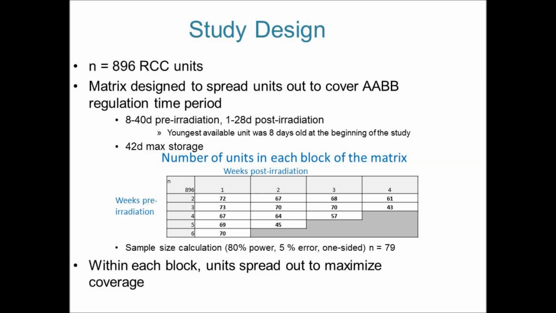896 red cell units, and the matrix was designed to spread units to cover our AABB regulation time period for when you could irradiate and use units. And we didn't have any units younger than 8 days, because by the time the testing and this breach was decided and the decision made to recall these units, the youngest unit was about 8 days old. So we had units from 8 to 40 days pre-irradiation and 1 to 28 days post-irradiation. And the youngest, as I said, was the 8-day unit.